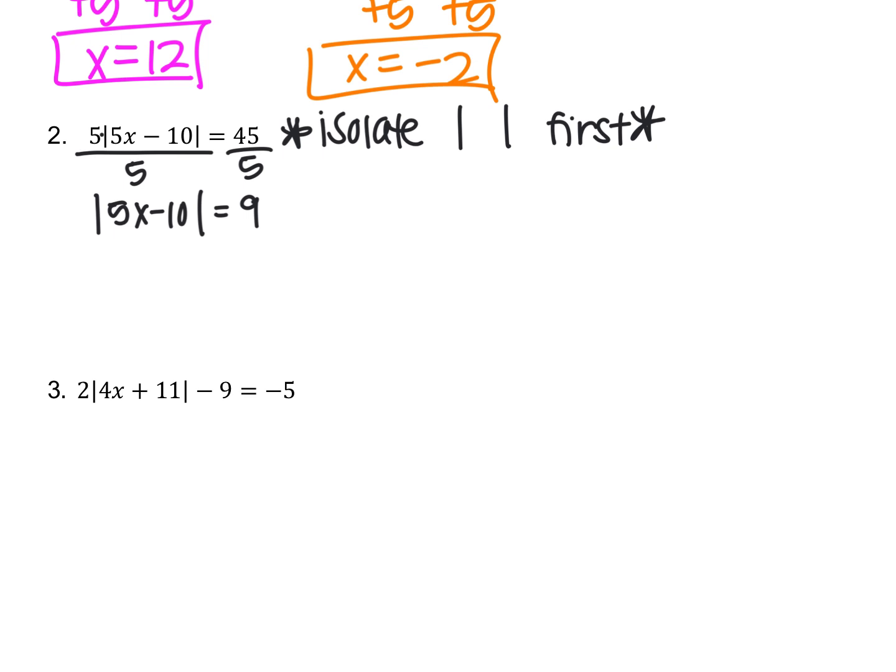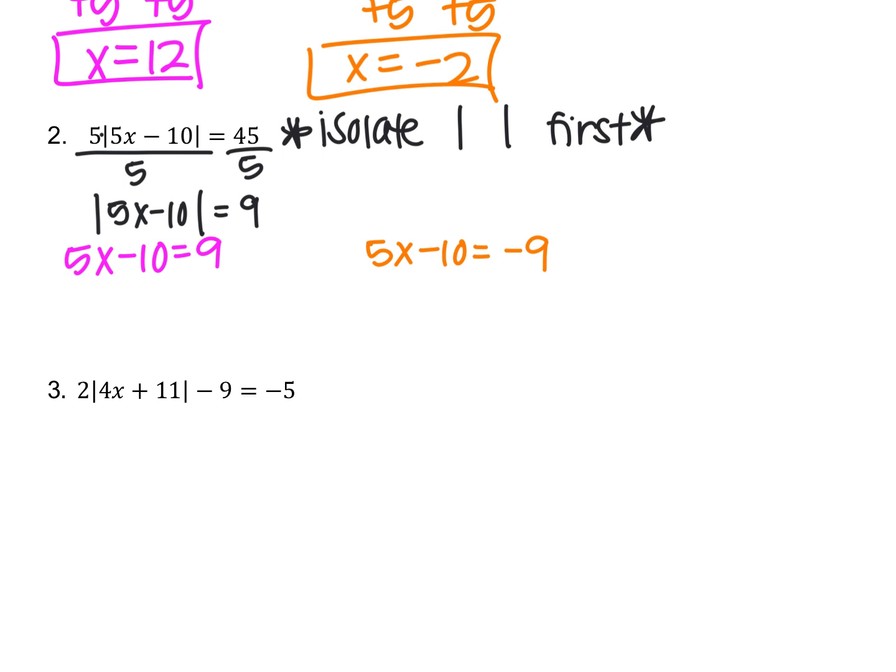Now that my absolute value bars are completely isolated, all by themselves, now I can make one positive and one negative. We do not want to start with the one positive and one negative with the 45, the equals 45. We want to make sure it's completely isolated first. So now I'm going to have 5x minus 10 equals 9, and 5x minus 10 equals negative 9.